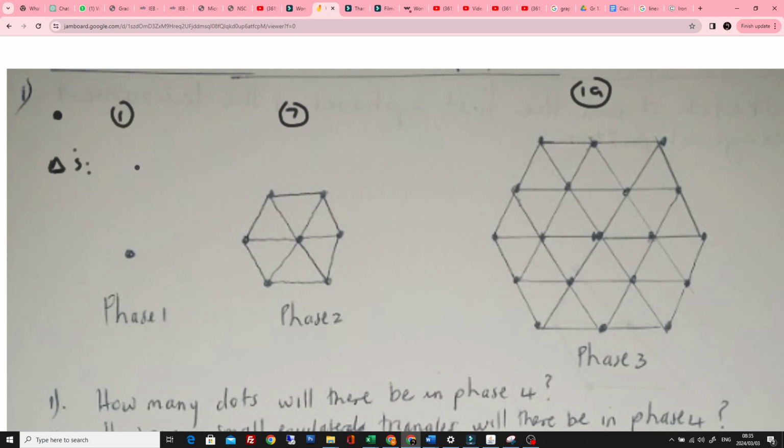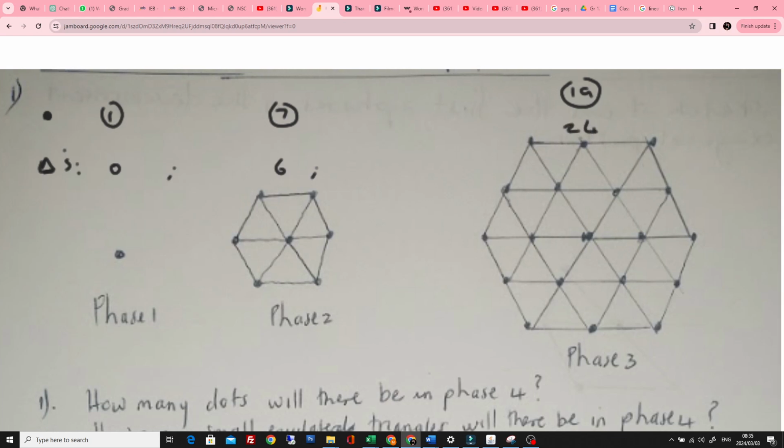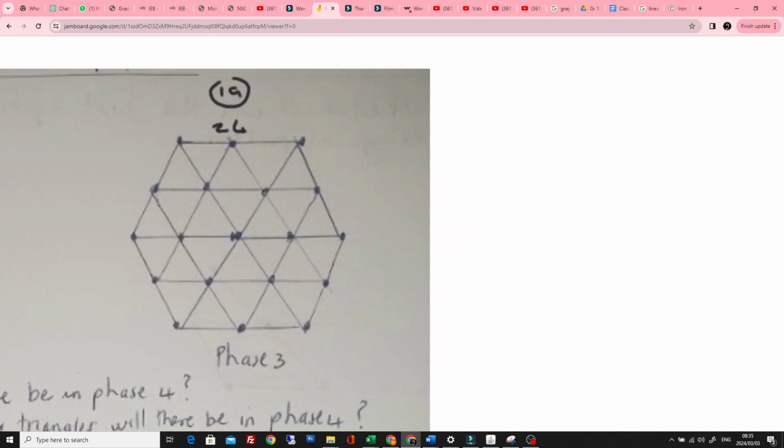But for smaller triangles, there's going to be 0 in this case. It's going to be 6 in this case. And it will be quite a lot in this case, like 24. So 24 triangles. Okay.